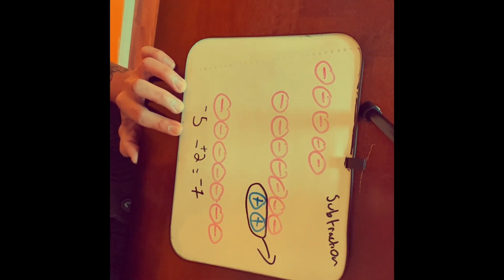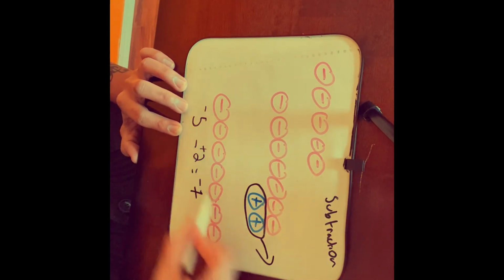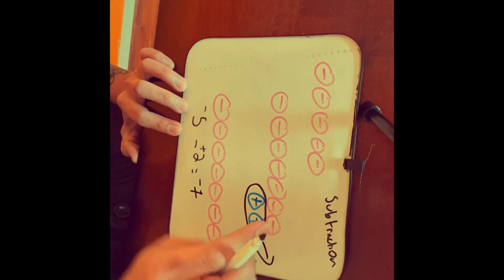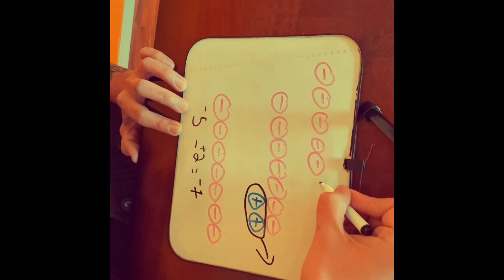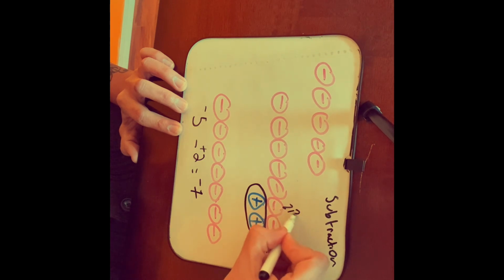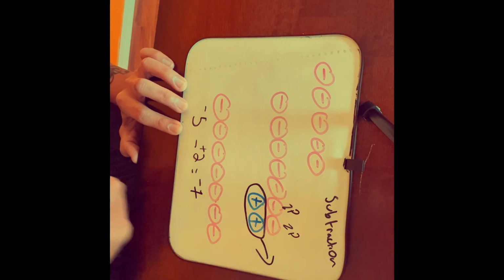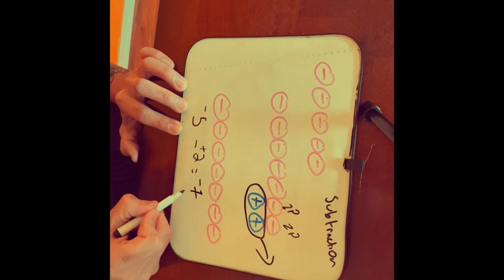Now, what did we do? Well, remember, we had -5 and we're taking away +2. Do we have any positives to take away? No. So we added 0 pairs, remember? We added our 0 pairs. And then finally, we were able to take away the positives. And what did that leave us with? -7.